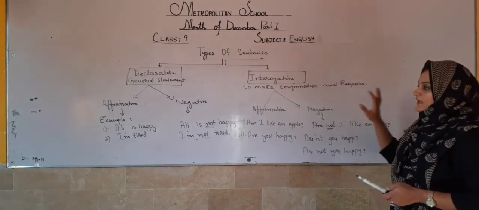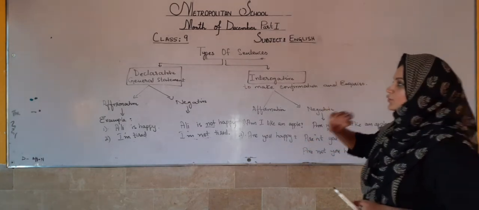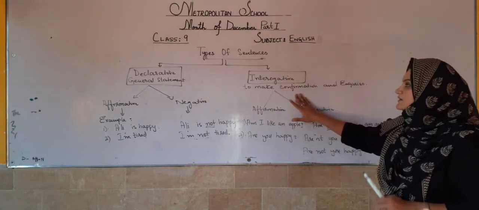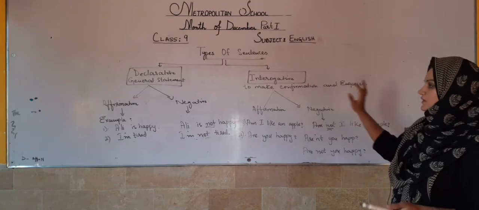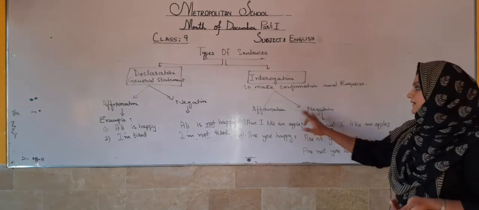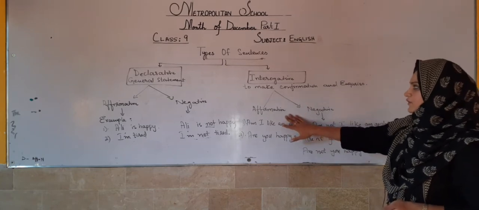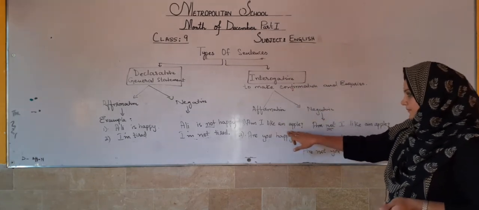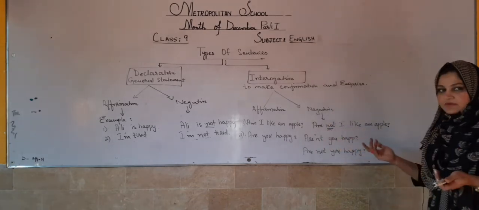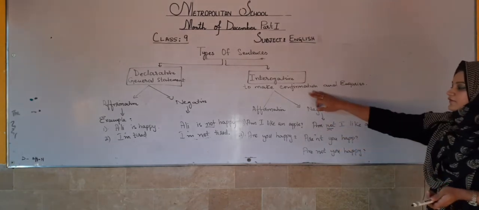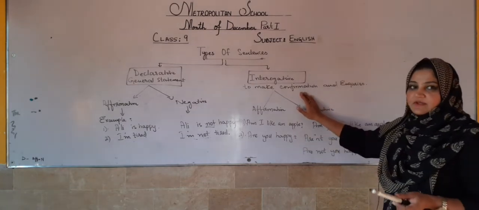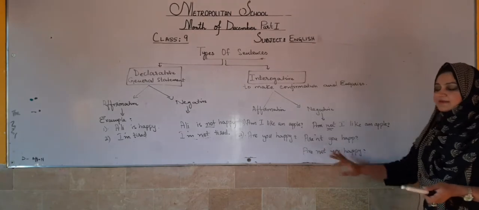So these are the types of sentences, two types: declarative sentence and interrogative sentence. Interrogative sentences are used to make confirmation and inquiries. They can be negative and affirmative. The affirmative question is, am I like an apple? And if you are going to change it into negative, am not I like an apple? Now you are making confirmation here. These are both types of confirmation. We are going to confirm something in the sentences.